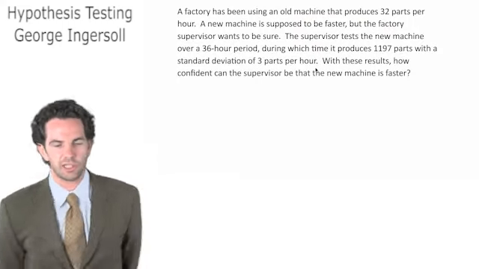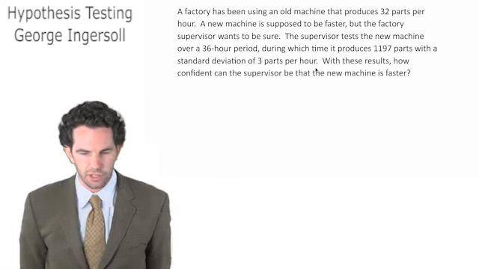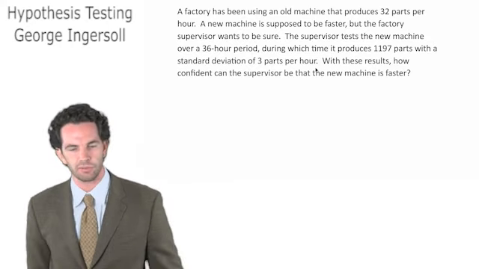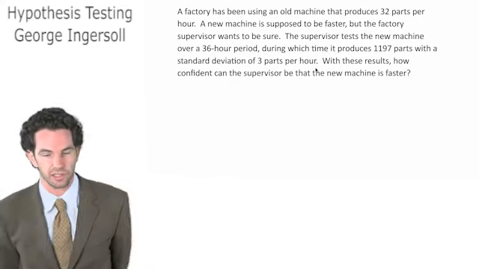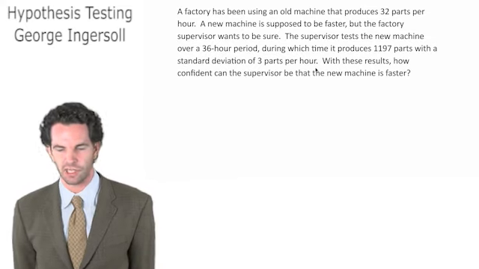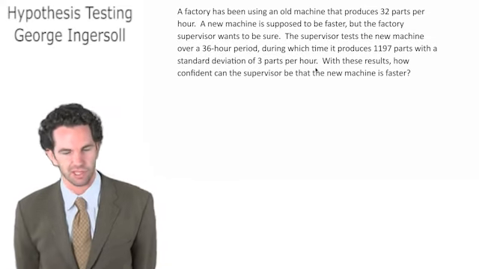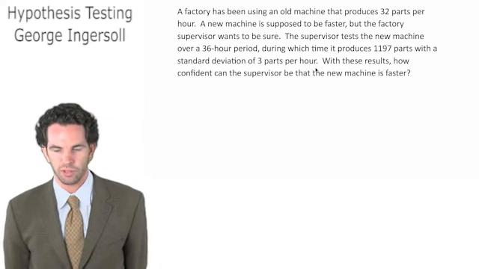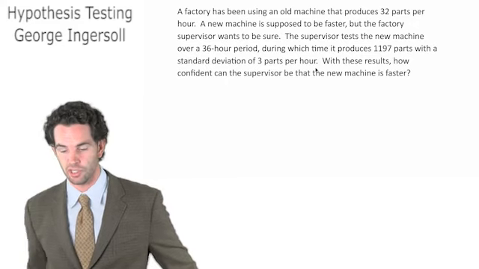A factory has been using an old machine that produces 32 parts per hour. A new machine is supposed to be faster, but the factory supervisor wants to be sure. So, being a conscientious statistician, the supervisor tests the new machine over a 36-hour period, during which time it produces 1,197 parts with a standard deviation of 3 parts per hour. With these results, how confident can the supervisor be that the new machine is faster?